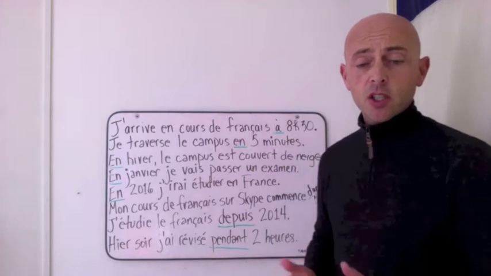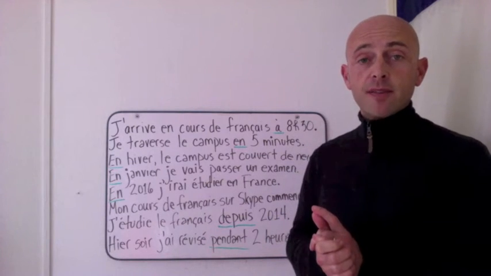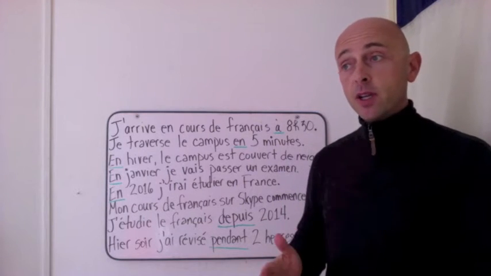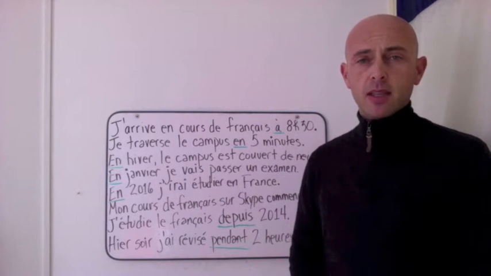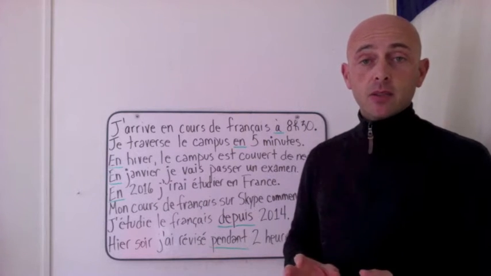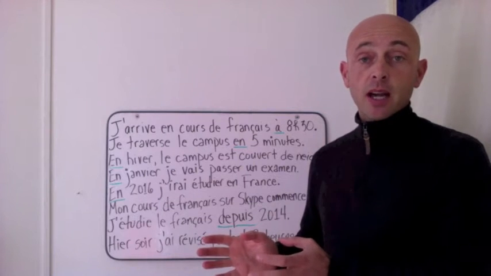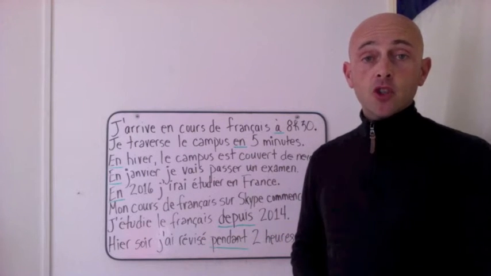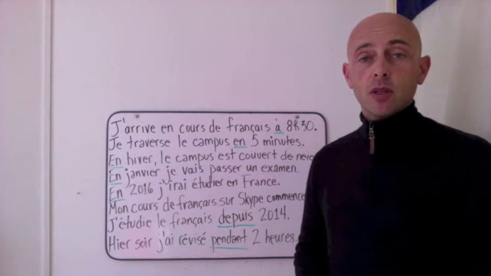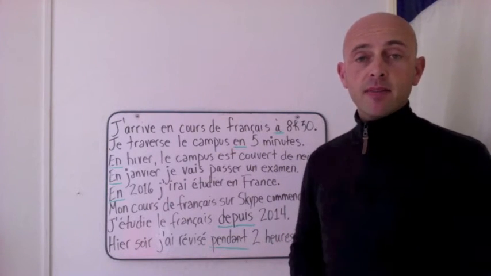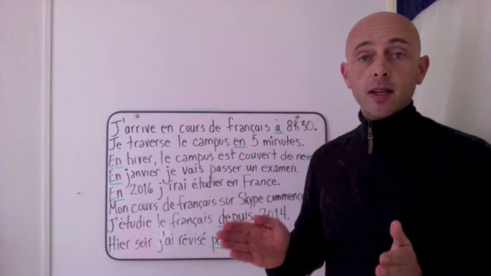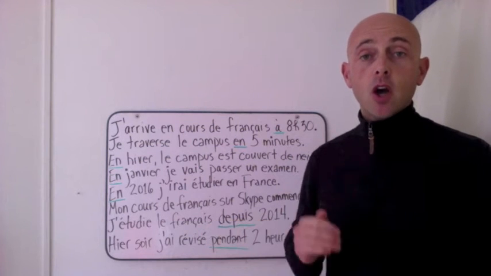So the first preposition, à. J'arrive en cours de français à 8h30. So I get to my French class at 8:30. Okay? It's at 8:30. So generally, at will be translated with the preposition à in French anyway. Je traverse le campus en 5 minutes. I cross campus in 5 minutes. So here the duration of time is indicated by en. It takes me 5 minutes. En 5 minutes.